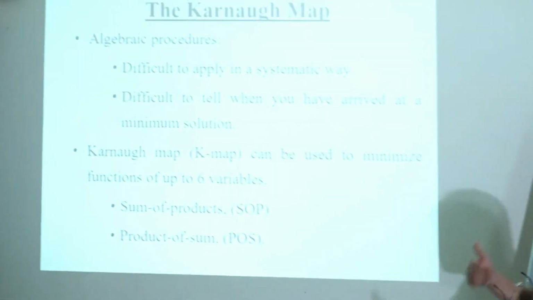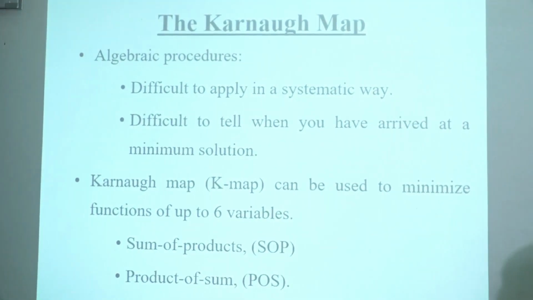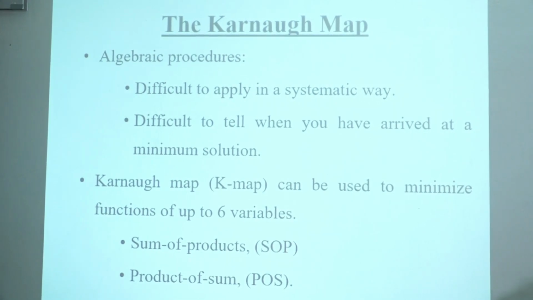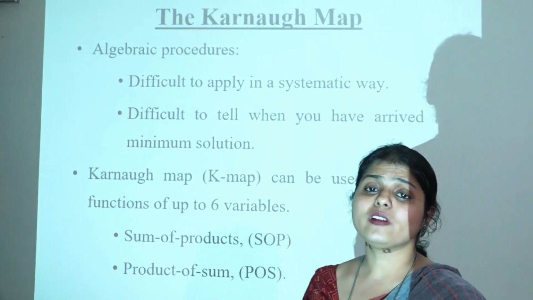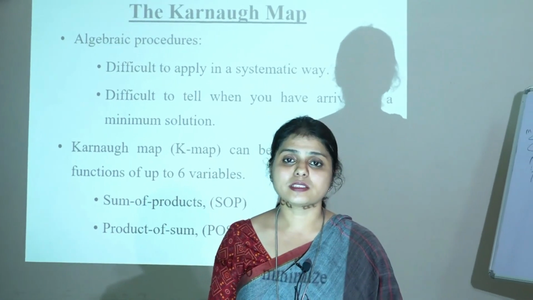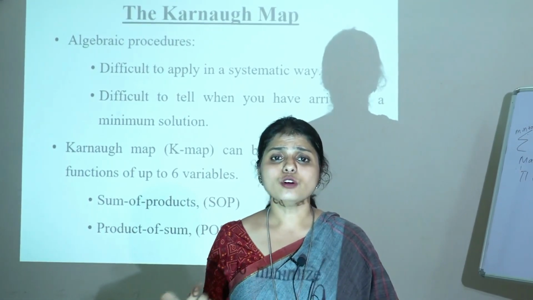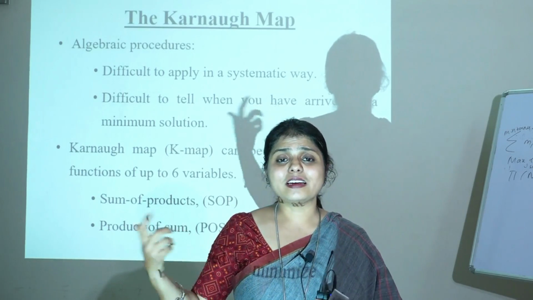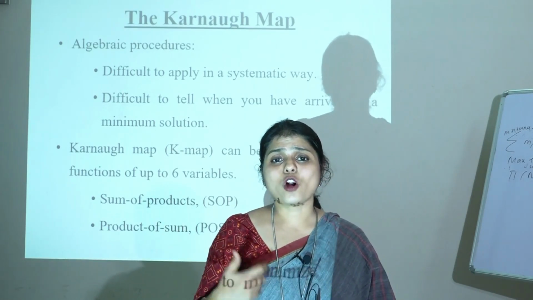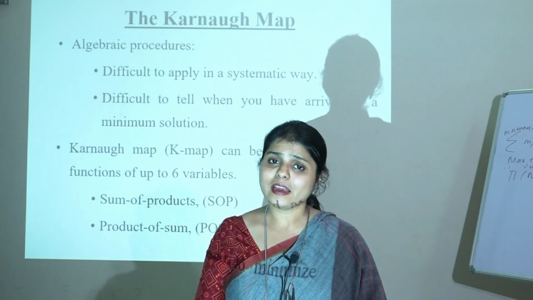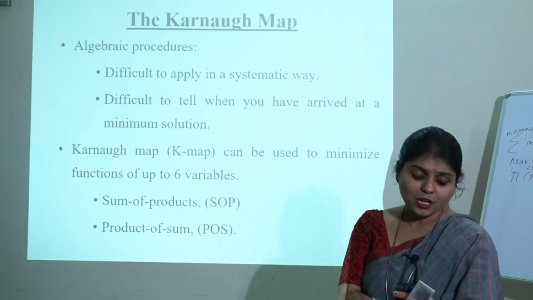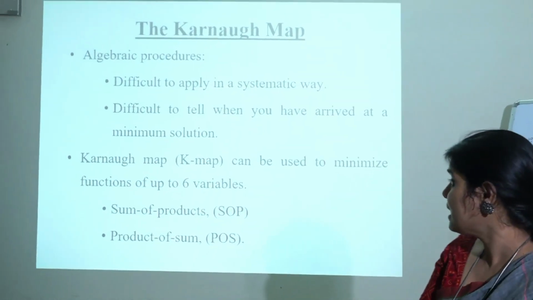Okay. Now, basically we can go for the algebraic procedure for reducing the Boolean expression, as I told you, but it is very difficult to apply in a systematic way, and it is difficult to tell when you have arrived at a minimum solution. As I told you, we will not be sure if I go for 100 variables. Okay. If I go for 26 variables, say A to Z. Okay. If I have 100 literals in each function, I am not sure what laws to apply, or if the expression that I get at the end is the optimal solution or not. So that is the reason, in order to avoid the complexity of Boolean algebra, we go for the next method, which is called K-map method.